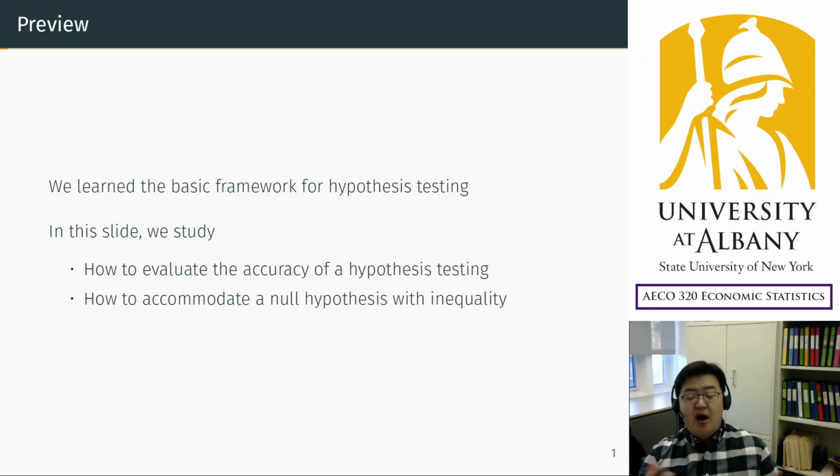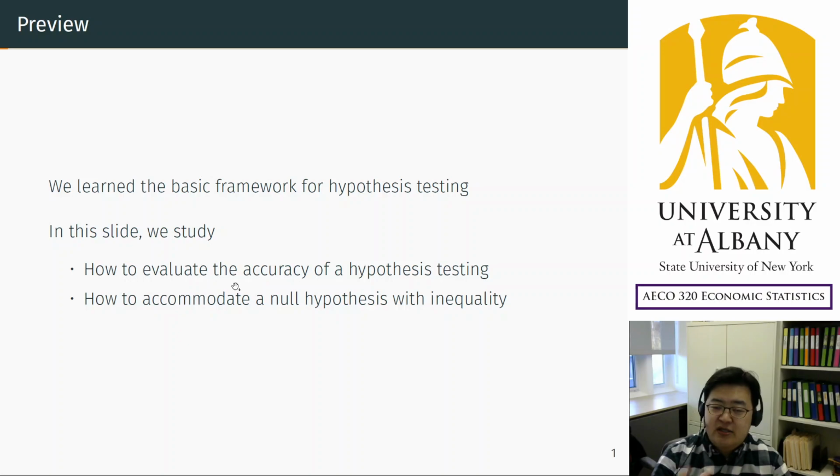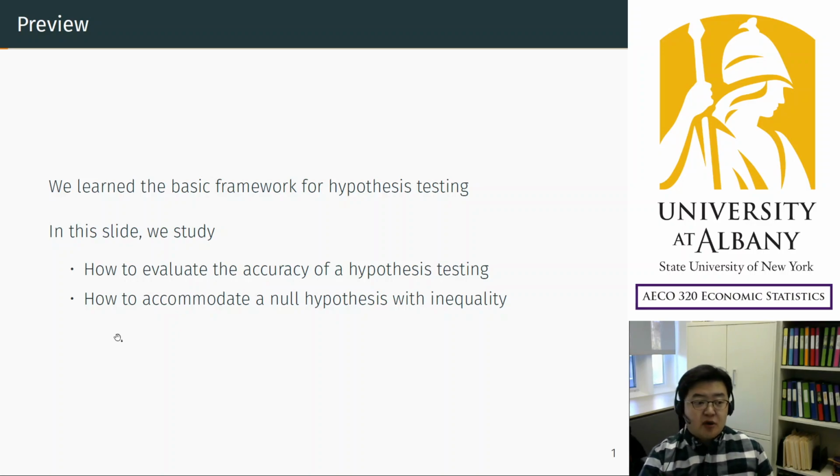I only gave you how to implement hypothesis testing, but I did not say how good it is, what the possible errors are, and what the chance of error is. So we are going to discuss the accuracy of a hypothesis test, what kind of errors can happen, and how likely they are. And second, in the previous chapter, I said you have a statement, then you can test it.